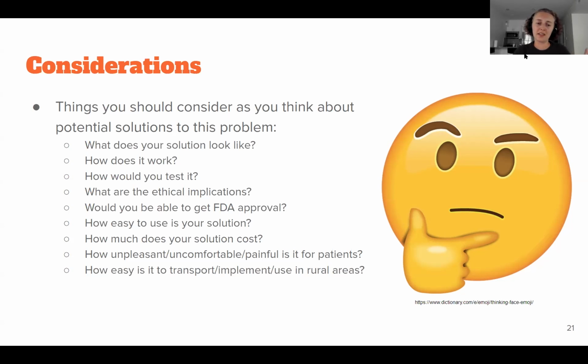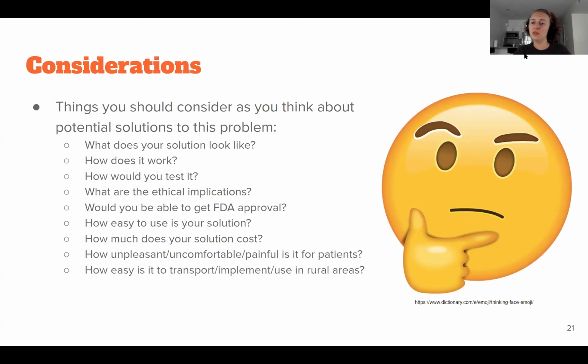And then some other things to consider. How easy to use is your solution? So for example, is your solution very similar to something that's been done in the past? Doctors are already familiar with it. Patients are already familiar with it. It's not new and scary and strange.